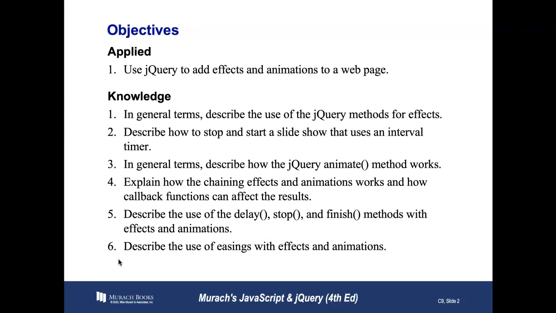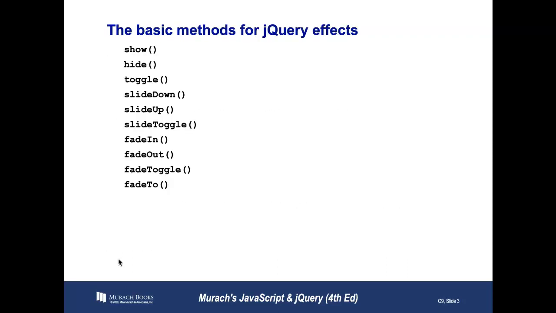All of these shorthand methods can be done in JavaScript, but it would take a lot more code, which is why we use jQuery. Lastly, we'll describe the use of easings with effects and animations. Easings can help our animations pop a little more and give the user an idea when it slows down. So this is what we're going to learn.